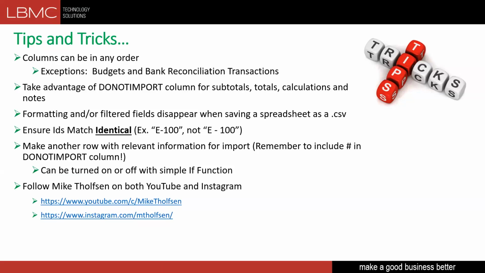Ensure your IDs match identical. We see this all the time. So for example, if you're loading an entity and the entity ID is E-100, you cannot load that as E space dash space 100. It will error out. Make another row for relevant information for import. Again, remember to include that hashtag or that pound symbol for those do not import columns. This can be turned on or off with a simple if-then function, okay?